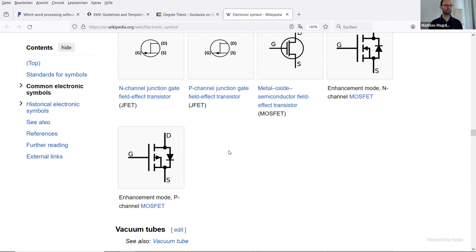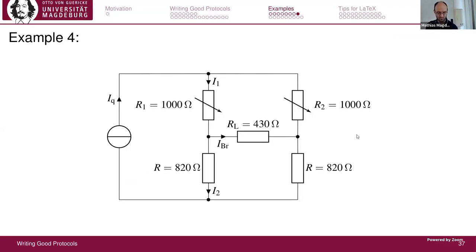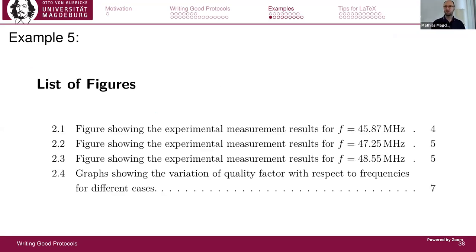This is a voltage source. This is a current source. This is a transistor. This is this and that. So I would not add the legend for such circuit schematics. One more question.